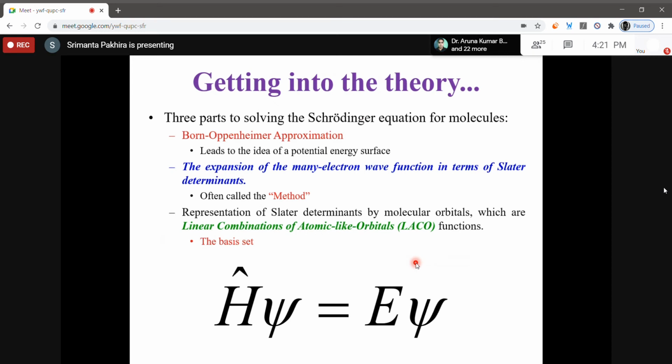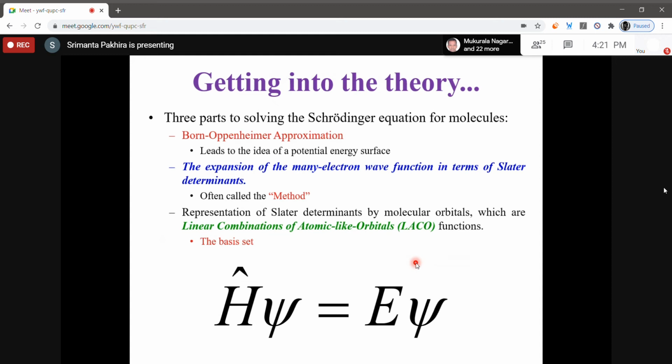So, getting into the theory means how electronic structure theory has been developed. Let me come to it topic by topic. There are many kinds of theory, but we are trying to understand the theory that people developed long back. There are three parts when we solve the Schrodinger equation for a many-electron system. The first one is the Born-Oppenheimer approximation, in brief the BO approximation. I'm pretty sure most of you know what the Born-Oppenheimer approximation is.